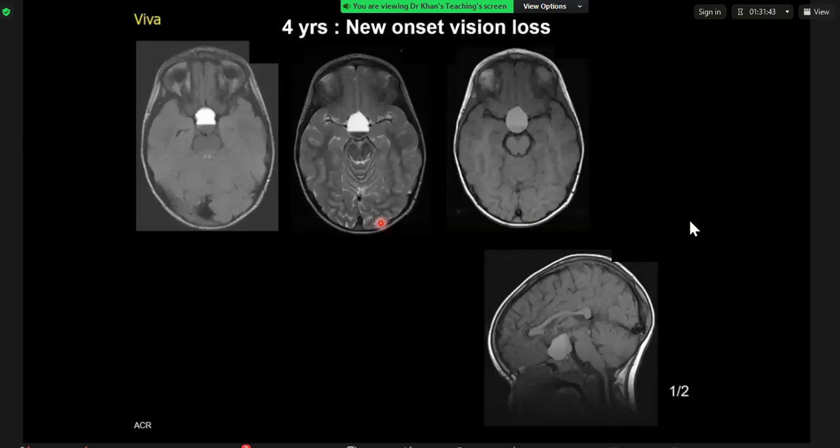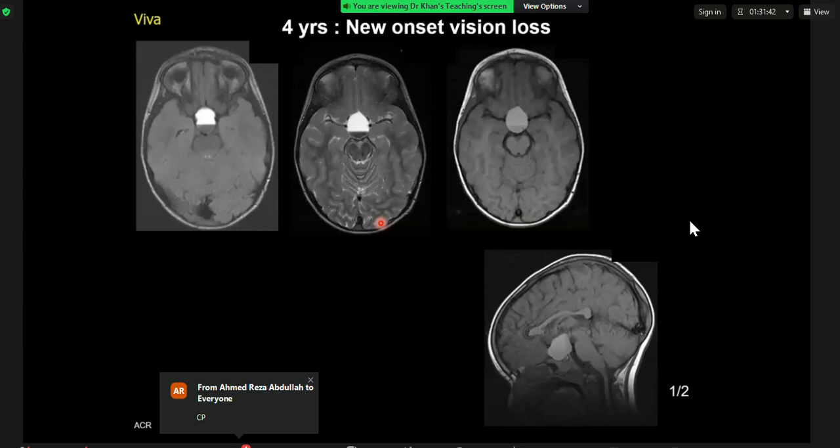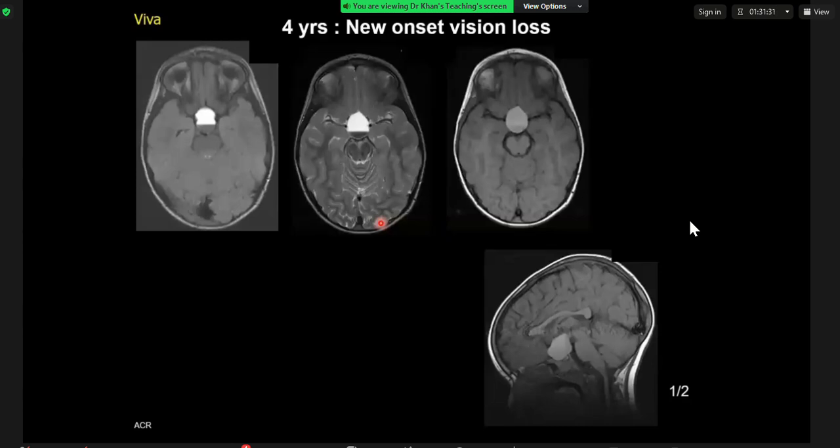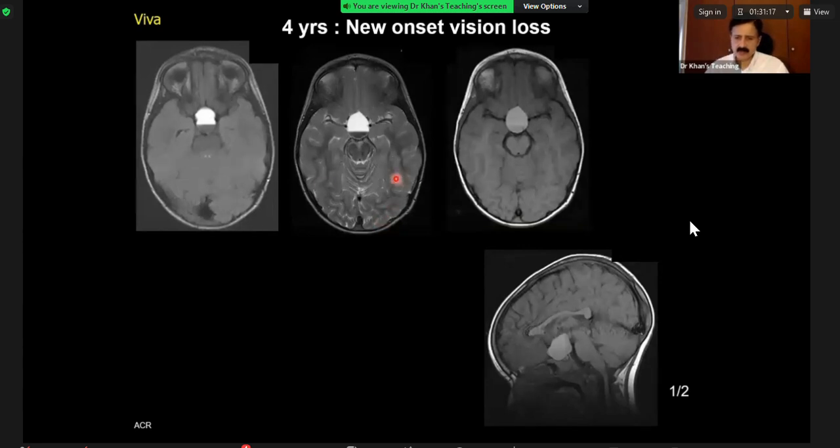So on the sagittal, I can see there is also that level, which confirms that there is some hemorrhagic infarct of the pituitary macroadenoma. So I will correlate clinically for any surgical history. So what is your diagnosis then? Pituitary apoplexy.